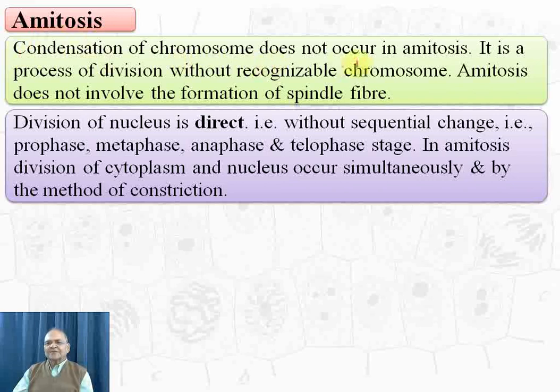Condensation of chromosomes does not occur in amitosis. It is a process of division without recognizable chromosomes. Amitosis does not involve the formation of spindle fibers. Here in amitosis, the division of the nucleus is direct, that is without sequential changes, that is the division into prophase, metaphase, anaphase, and telophase stages. In amitosis, division of cytoplasm and nucleus occurs simultaneously and by the method of constriction.